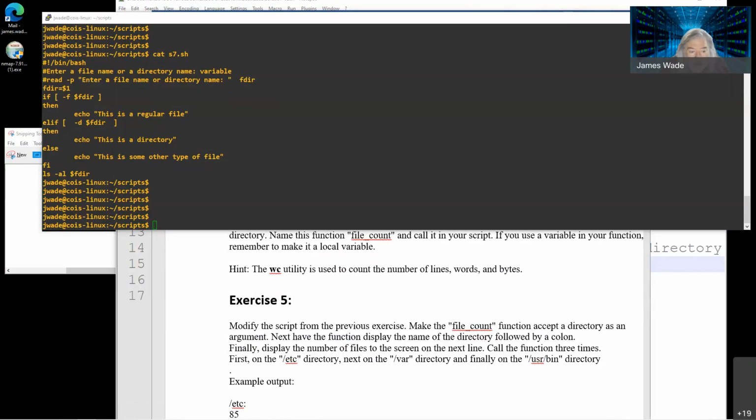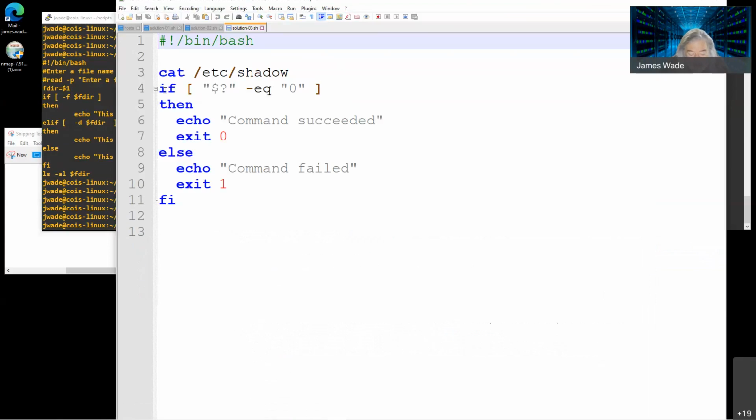These are pretty easy scripts. There's really nothing complicated. So once again, cat /etc/shadow. We're just catting it out, and then what we're doing is checking the exit status. Whenever you run some type of command in Unix, it is in the background recording whether it was successful or it didn't work.